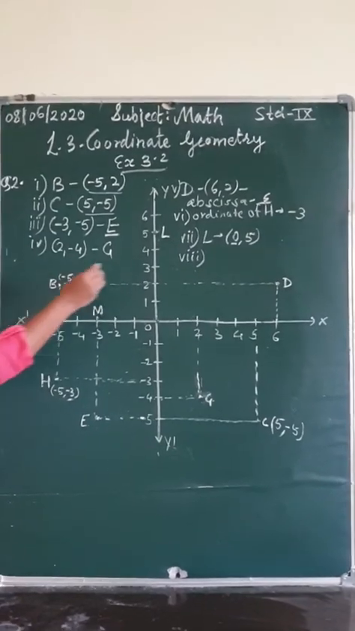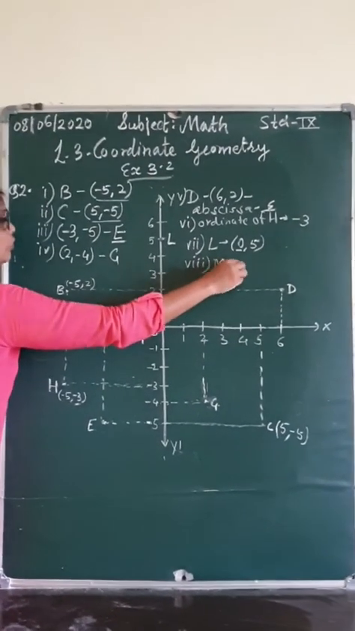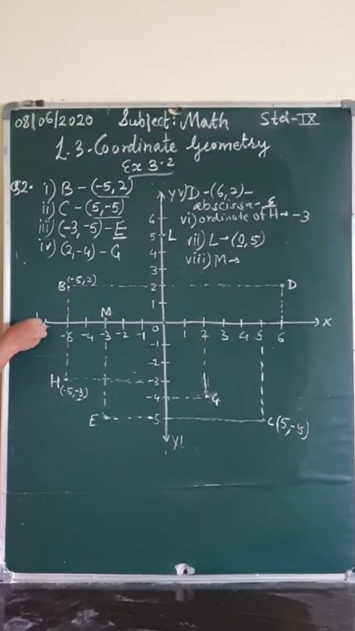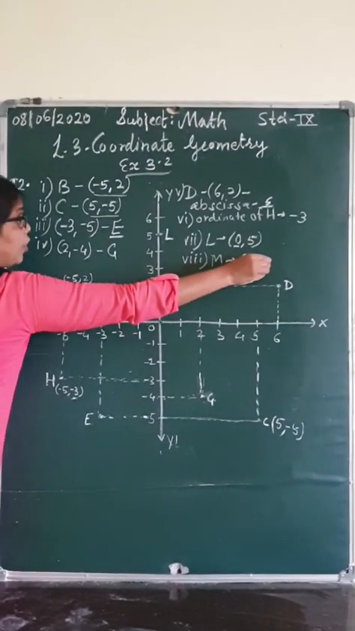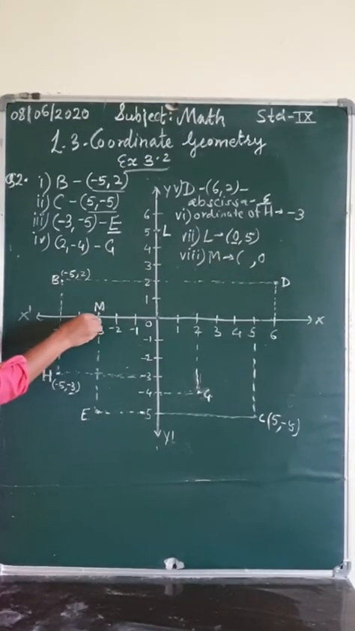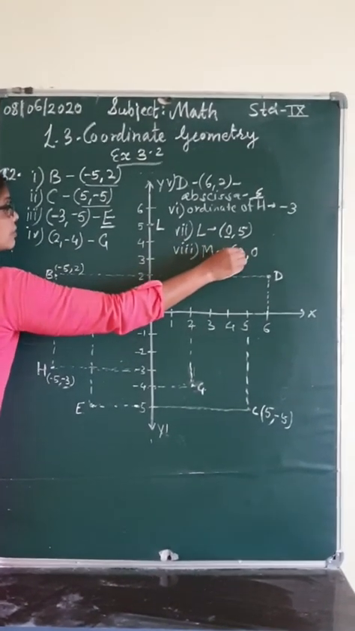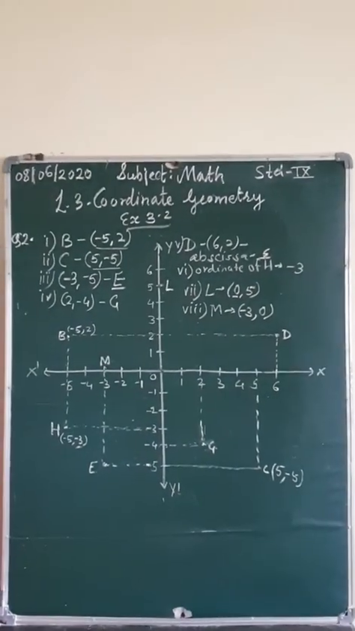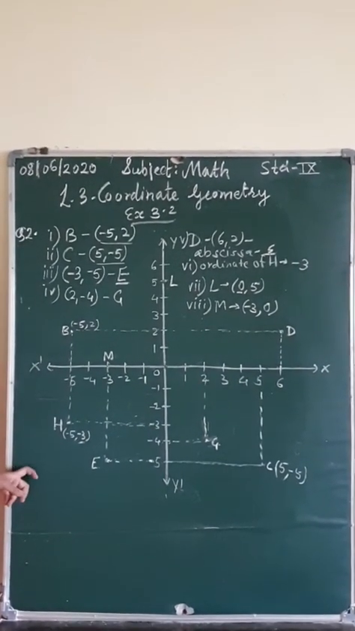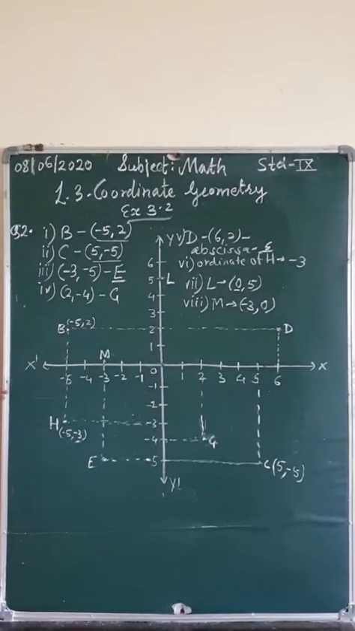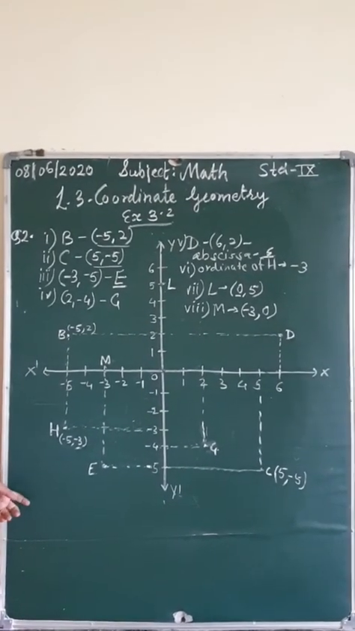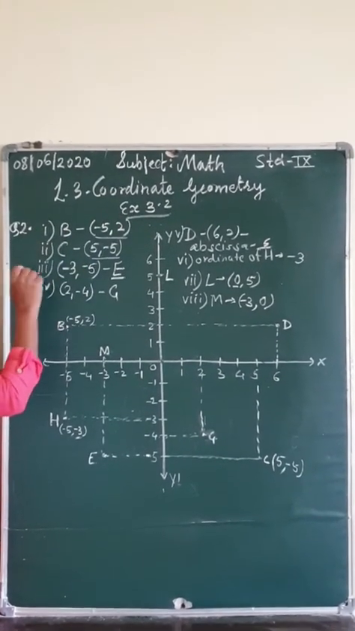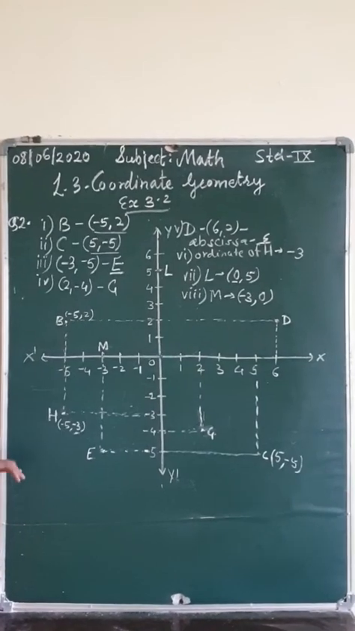Next is coordinates of point M. Now if you see point M, it is on x-axis, and that's why its y coordinate will be 0 and x will be -3. In this question, plot this graph on a graph paper and paste that graph paper in your book. So this is how we have finished exercise 3.1 and we have seen exercise 3.2 as well.